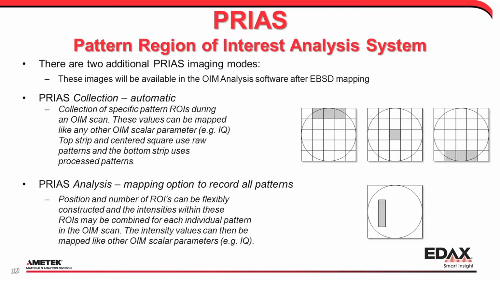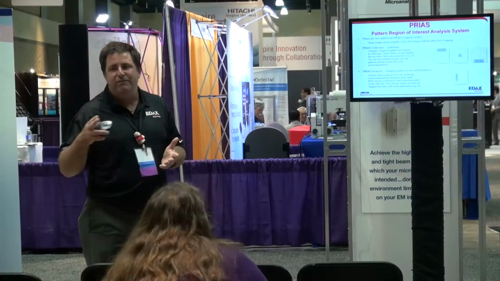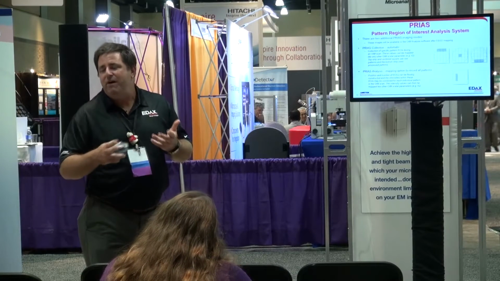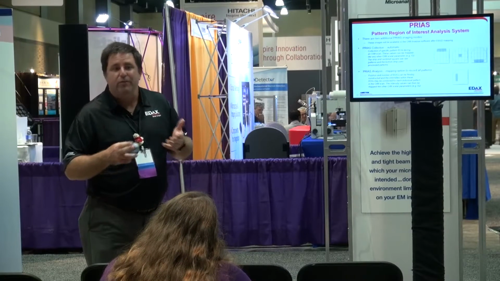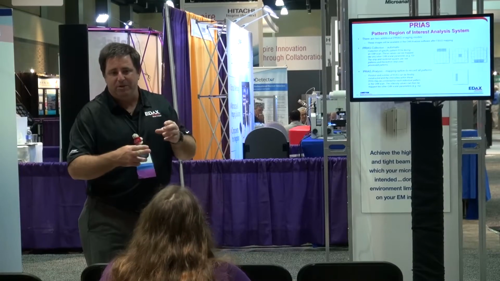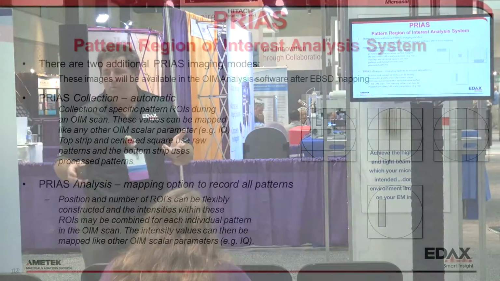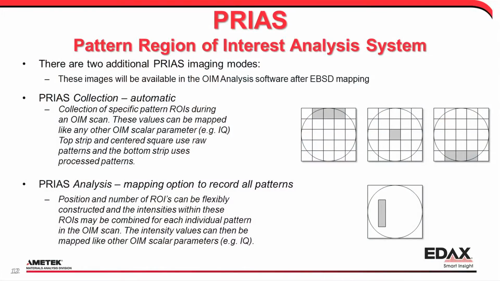The other is PRIAS Analysis. This is if you were to save all the patterns at each point, you're able to go in and define regions of interest for the saved patterns. And you have a lot more flexibility in what size of ROI or virtual aperture you want to use for the type of imaging. And I'll show you a couple of examples of that as well.